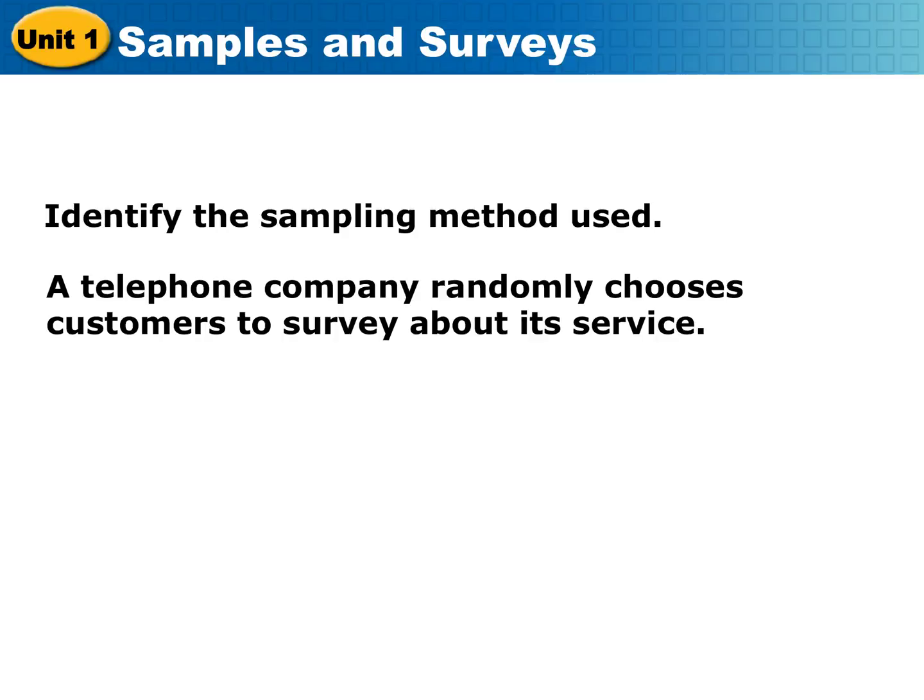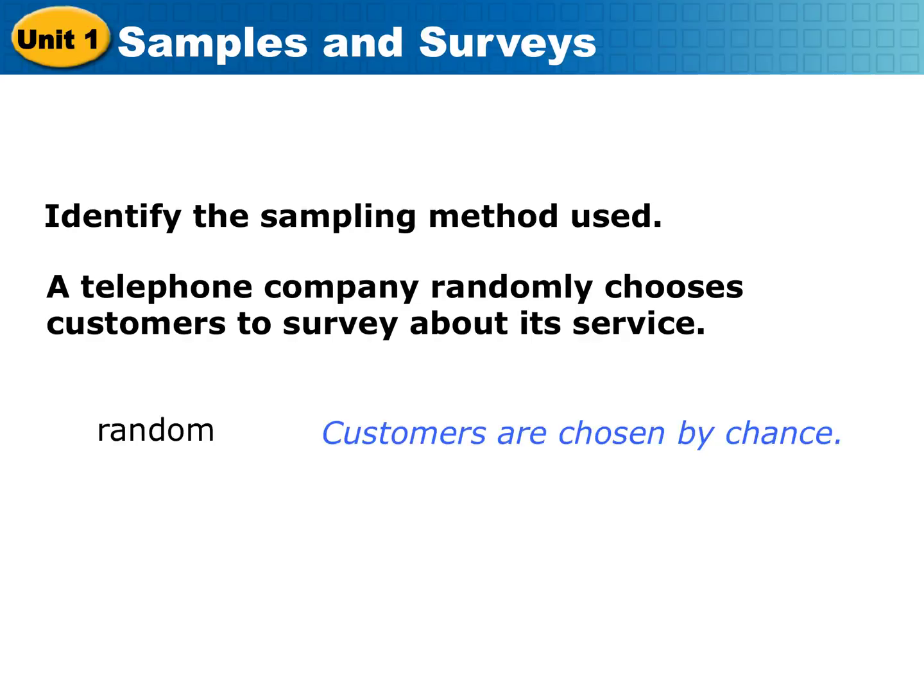So what's the sampling method used in this case? A telephone company randomly chooses customers to survey about its service. This one is random. I might also accept convenience in this case because not everybody is in the telephone book. So it'd be hard to survey somebody who doesn't have a landline with a telephone company, or is not in the phone book.